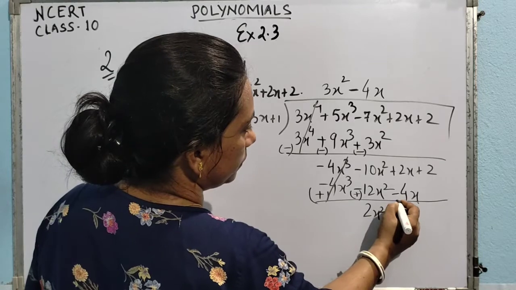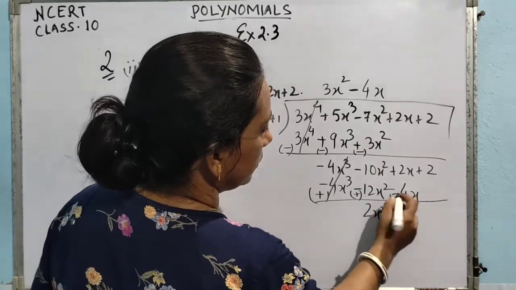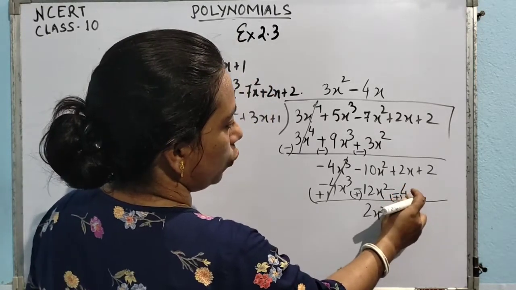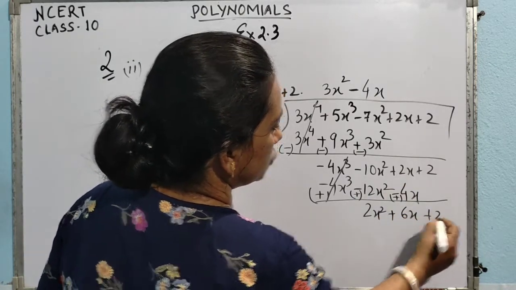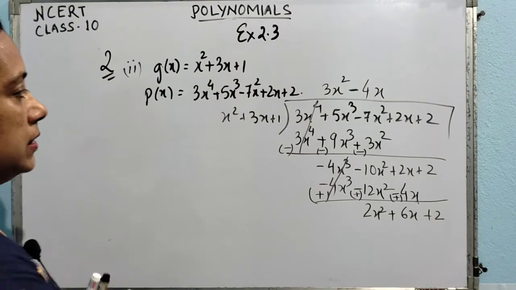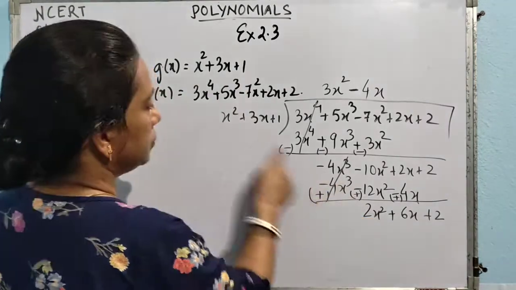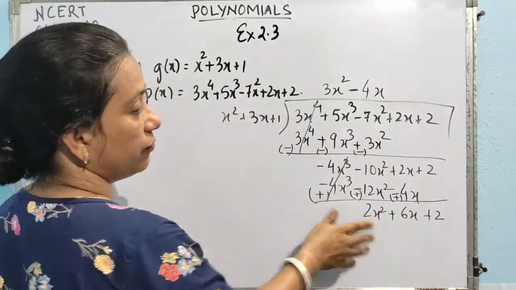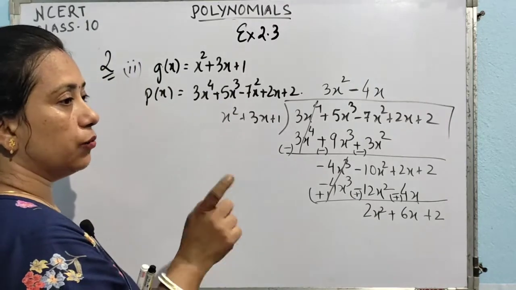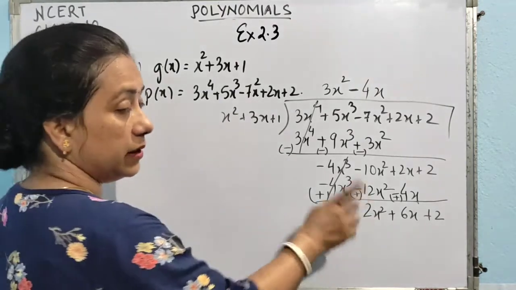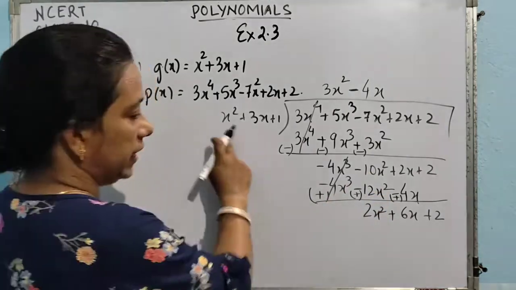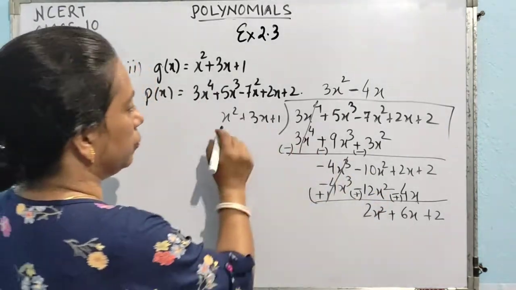Again here plus, minus was there, so plus. Plus 4 plus 2 means plus 6x plus 2. Done. See, x square, we have to stop at that particular point where the remainder is lesser than that of g of x, means the degree of the remainder, okay. Here it is equal, so we have to proceed, one more step will be there.